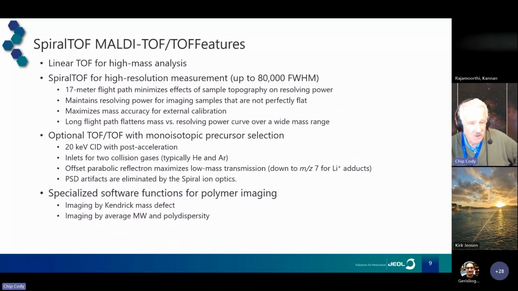And the monoisotopic precursor selection is really helpful for CID to get valid MSMS spectra without interferences from adjacent peaks. Then one of the things that I'm not really talking about, but I think it's of interest, is that we have specialized software functions for polymer imaging. For example, we can image a sample by Kendrick mass defect, or we can image a sample by average molecular weight and polydispersity, and that's been really helpful in trying to characterize polymer surfaces. For example, looking at the differences in aging and in homogeneous sample deposition and that sort of thing.